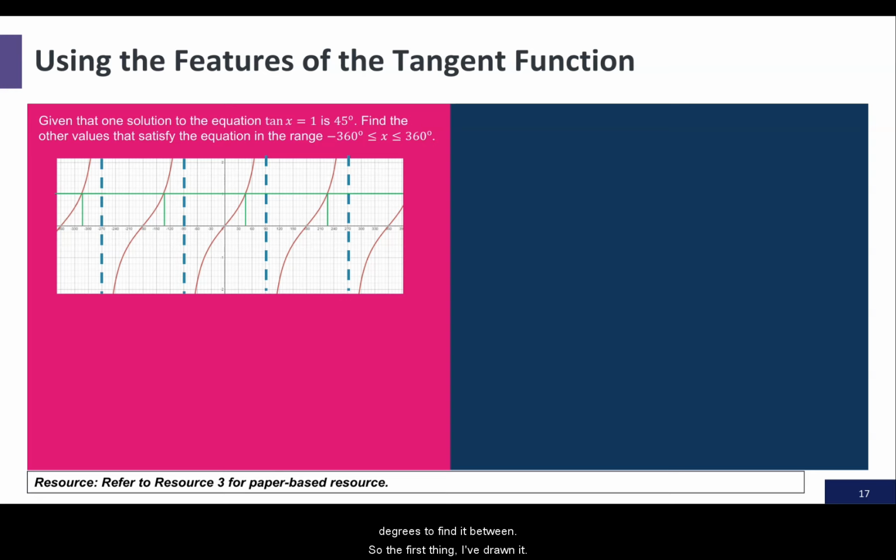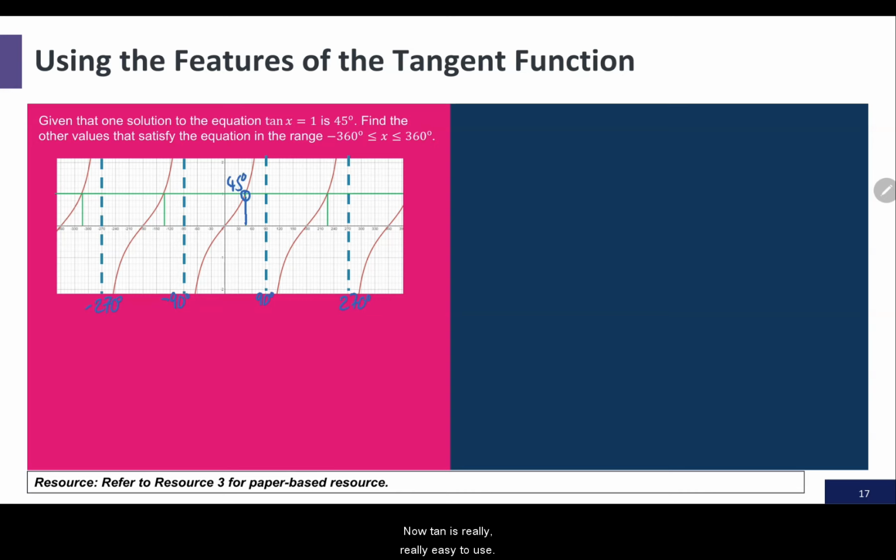So the first thing I've done is I've drawn it in my calculator on my page. Between 0 and 360, there's quite a lot to draw. So you've got an asymptote here at 90 degrees, 270 degrees, minus 90 degrees, minus 270 degrees. So the first answer is 45 degrees, which is here.